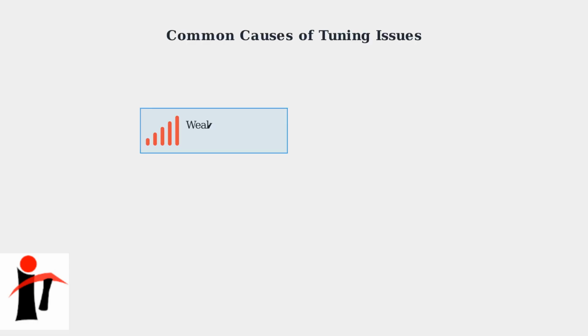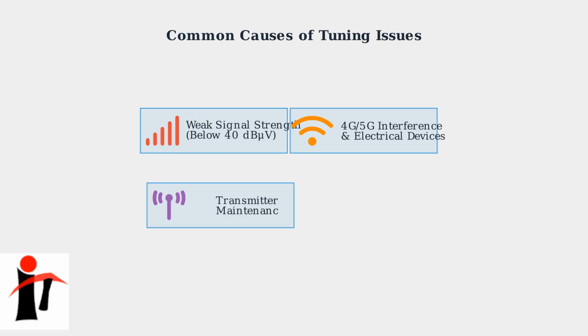There are four main causes of YouView tuning problems. First is weak signal strength, typically below 40 dBmV. Second is interference from 4G and 5G mobile networks or electrical devices. Third is transmitter maintenance causing temporary power reductions. Fourth is aerial or cable degradation over time.